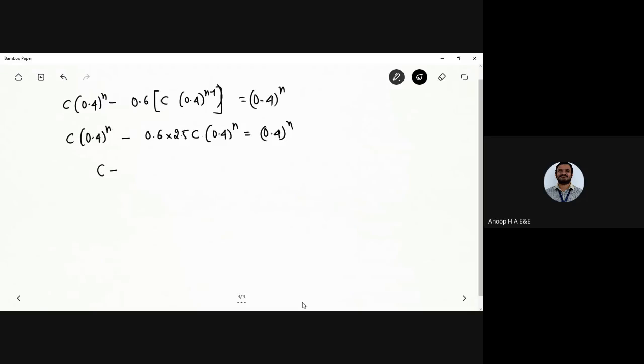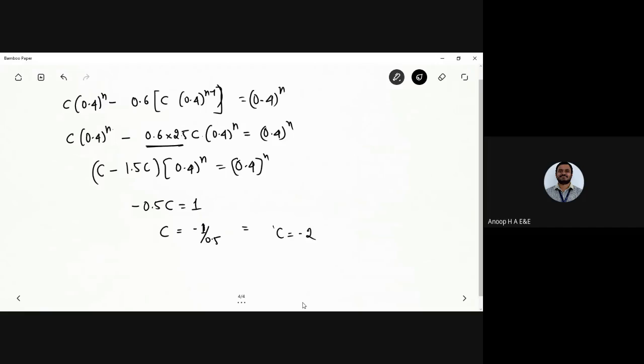So c minus this value, that is 1.5 c, you are going to have 0.4 power n equal to 0.4 power n. So c minus 1.5 c, that is minus 0.5 c, would be equal to 1. C would be equal to minus 1 divided by 0.5. So 1 divided by 0.5, you're going to get c certainly as minus 2.